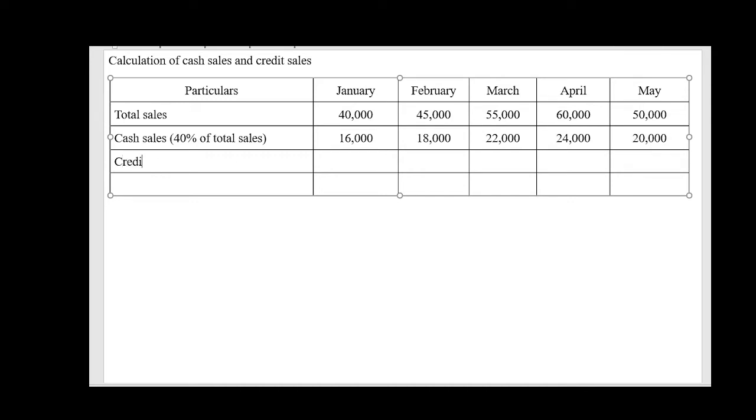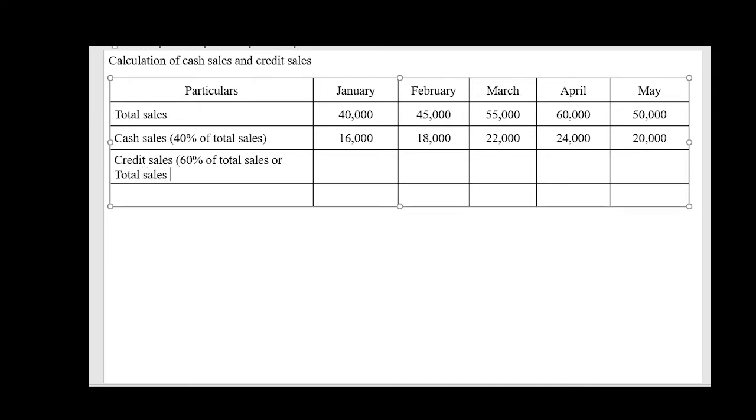Then coming to credit sales. So if 40% of total sales are cash, then 60% of total sales will be credit sales. Or the other way of finding it is total sales minus cash sales. So this also will be giving the same answer. So 40,000 minus 16,000 or 60% of 40,000. So let us quickly mention this. So let us quickly find out the credit sales.